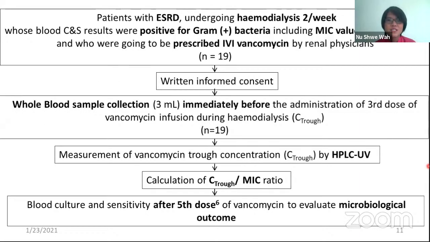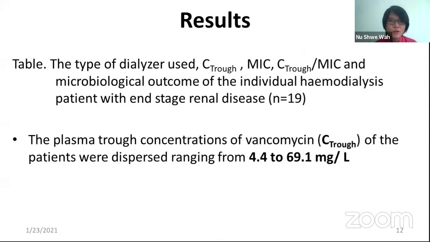Patients with end-stage renal disease undergoing hemodialysis twice per week who were going to be prescribed intravenous infusion vancomycin by renal physicians due to gram-positive bacteremia were recruited and written informed consent was taken. 3 ml of whole blood sample was collected immediately before the administration of the third dose of vancomycin infusion at the steady state during hemodialysis, and vancomycin trough concentration was measured by HPLC UV method, and C-trough by MIC ratio was calculated. Microbiological outcome was evaluated by the blood culture and sensitivity test after completion of the fifth dose of vancomycin according to IDSA guideline. Let's go on to results.